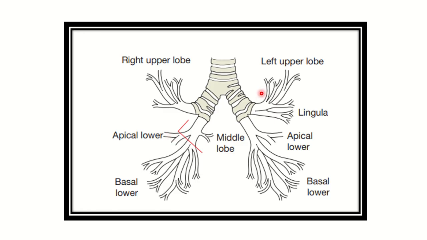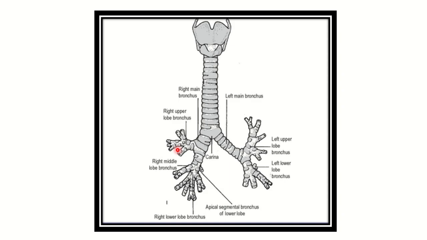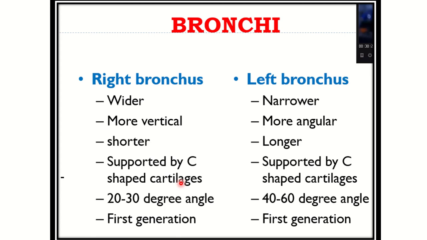Here we can see the picture of a bronchial tree. This is the trachea, this is the right bronchus, and this is the left bronchus. Here we can see the right is relatively vertical. This picture is also very clear. This is the right bronchus, and relative to the left main bronchus, it is larger, wider, and more vertical. So when a foreign body enters, it enters into the right side. This is in short the difference between the right main bronchus and the left main bronchus.